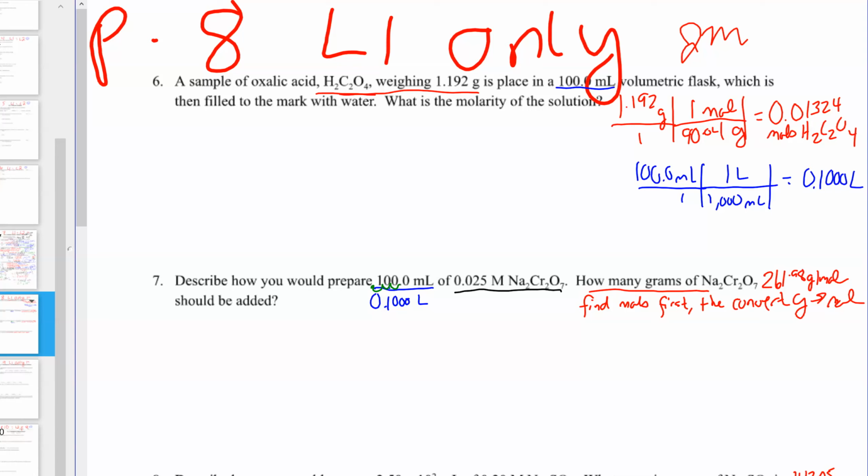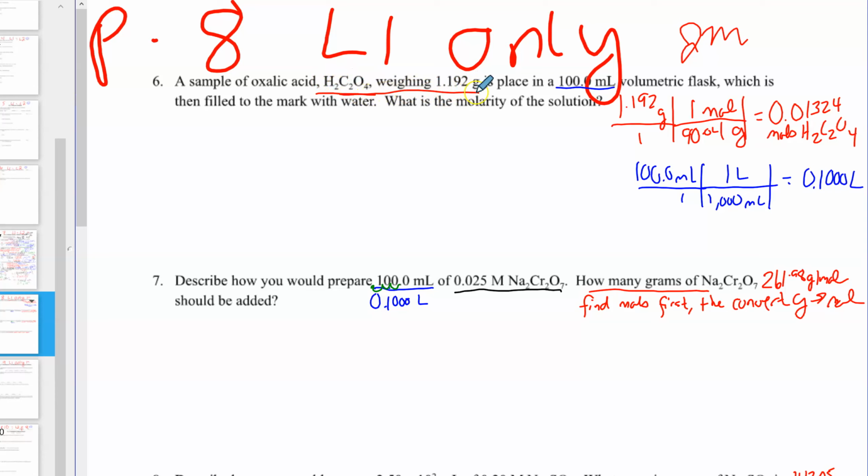It's Ms. Macaulay. We're going to be going over Chapter 12 homework, page 8. Let's start with number 6. It says, a sample of oxalic acid. Remember your acid naming rules: oxalic came from the oxalate anion, so "I ate something icky." So this is oxalate crisscrossed with hydrogen.